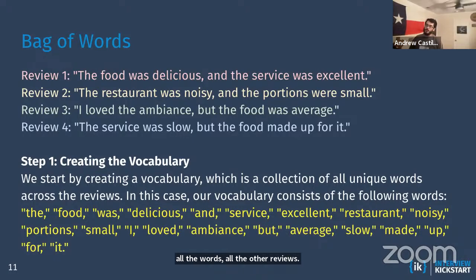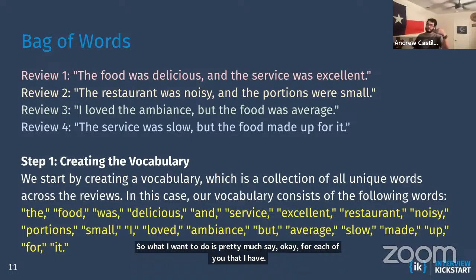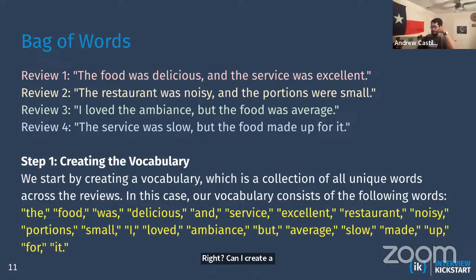And what you're going to do with all that vocabulary is you're going to say, okay, I know which words can appear in my corpus of documents. So what I want to do is say, okay, for each review that I have, can I create a matrix that maps the reviews to the words?